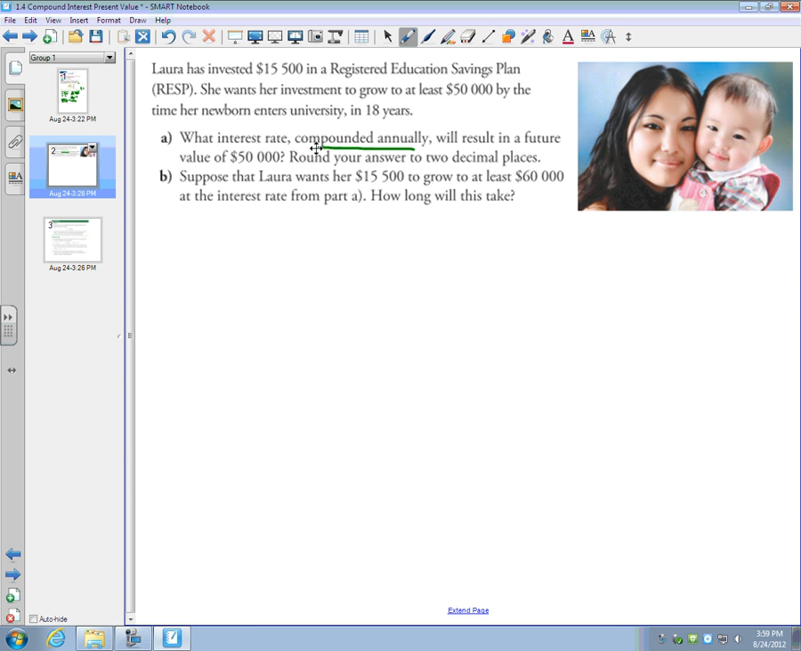Okay, so now we don't know the interest rate. So what she's going to do is she's going to be shopping around for the best interest rate. So we know our principal is 15,500. We know our future value is 50,000.